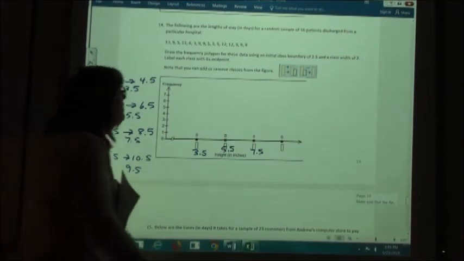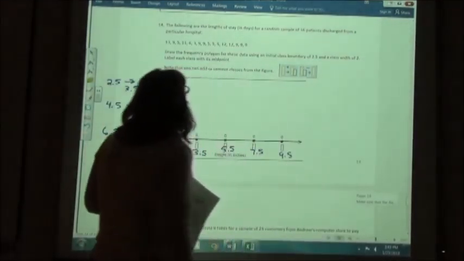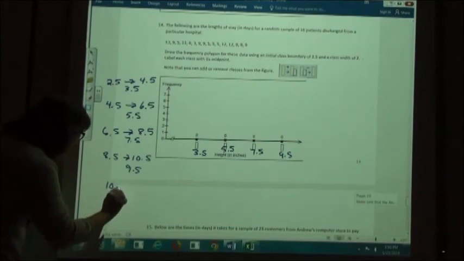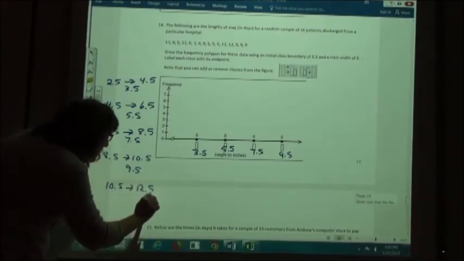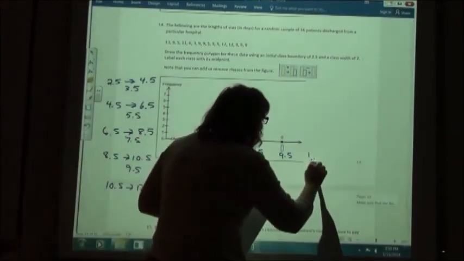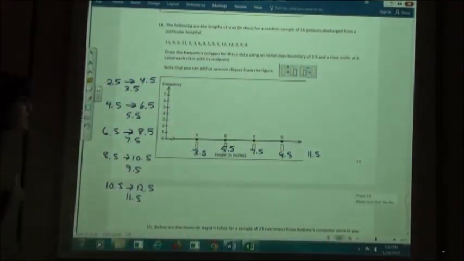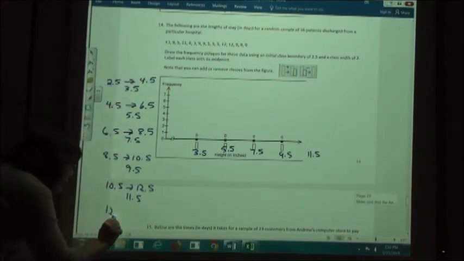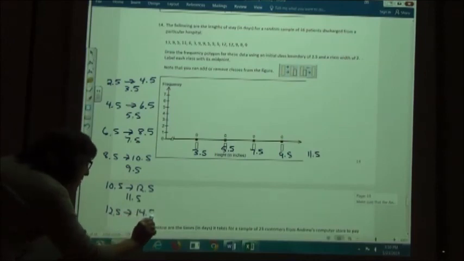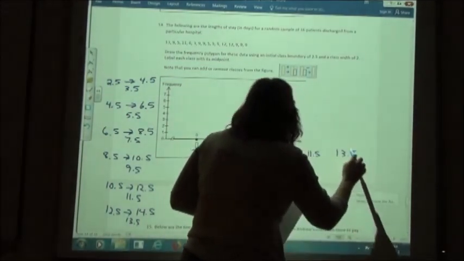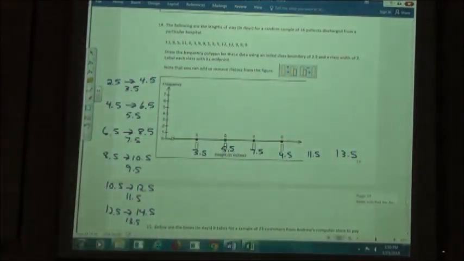Halfway between there. I got to figure out where my end is. I didn't look, but I got to keep going because I see I have 12s. I have a 13. So then we have from 10.5 to 12.5. Halfway between there would be 11.5. And this one we still have to go another section because we still have the 13. So we have to go from 12.5 to 14.5. So 13.5 would be in the middle. So we actually end up having to add 2 sections on this one.